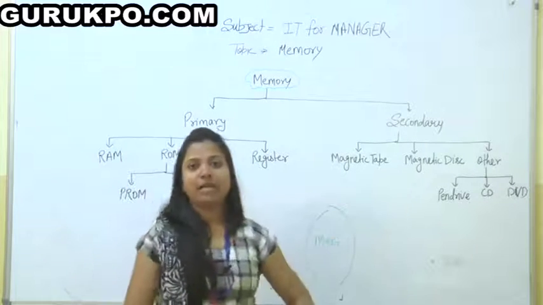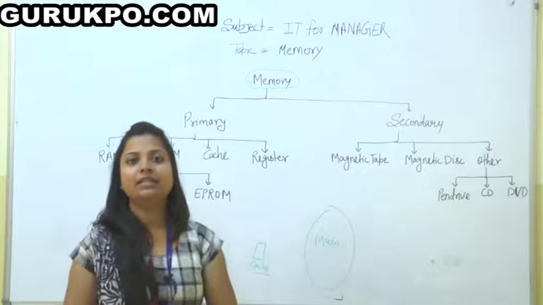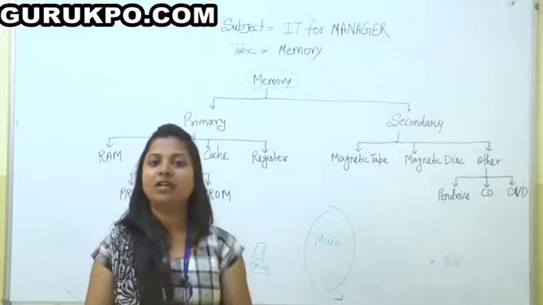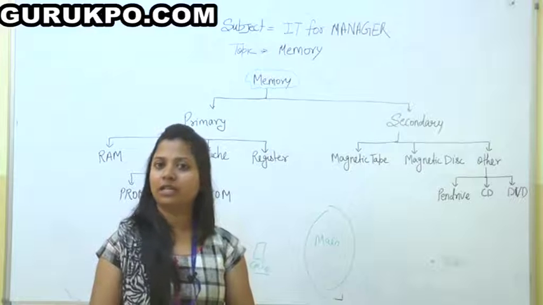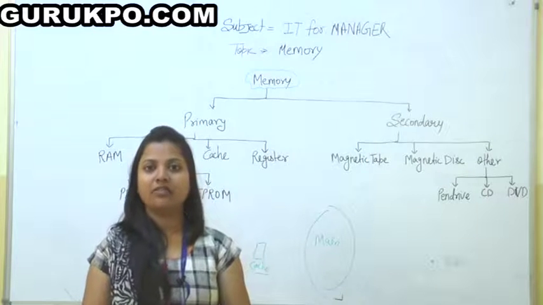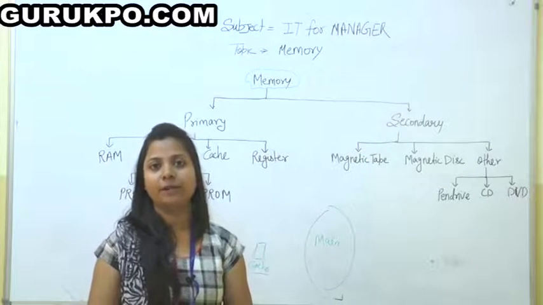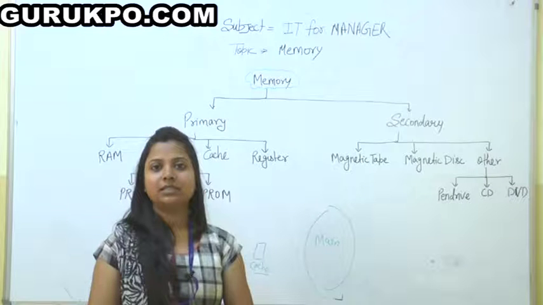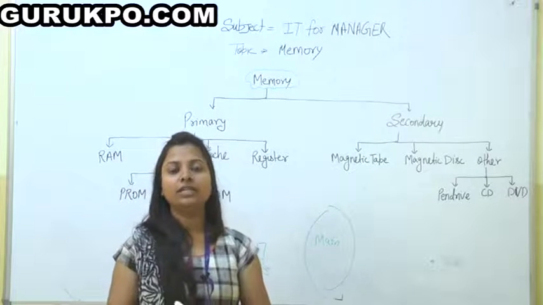Now what is magnetic disk? Magnetic disk is a disk-type device. It will again store a large amount of data. It is a huge device to store data on. But it is a circular disk in which data is stored in a circular manner.